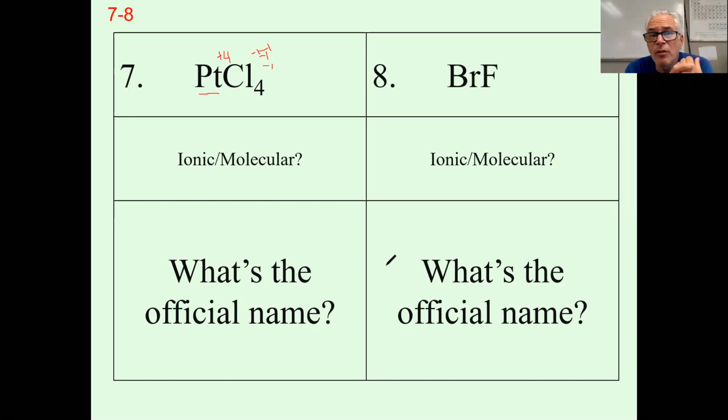So we need a Roman numeral. Platinum is the name of the metal. What's the Roman numeral? Platinum Roman numeral 4 chloride.